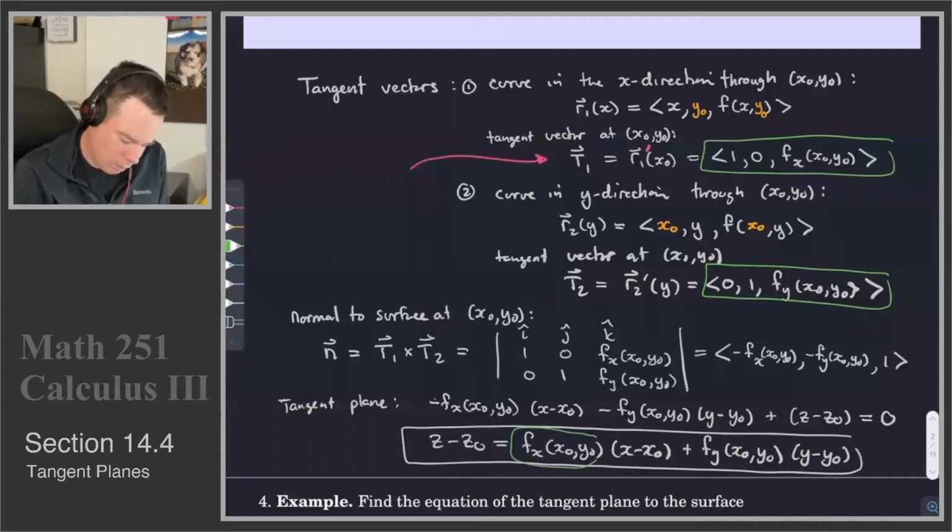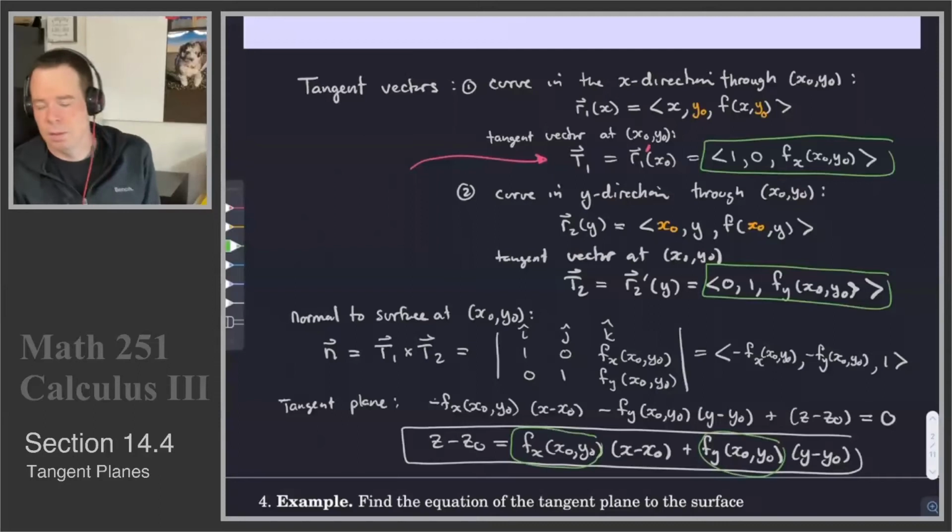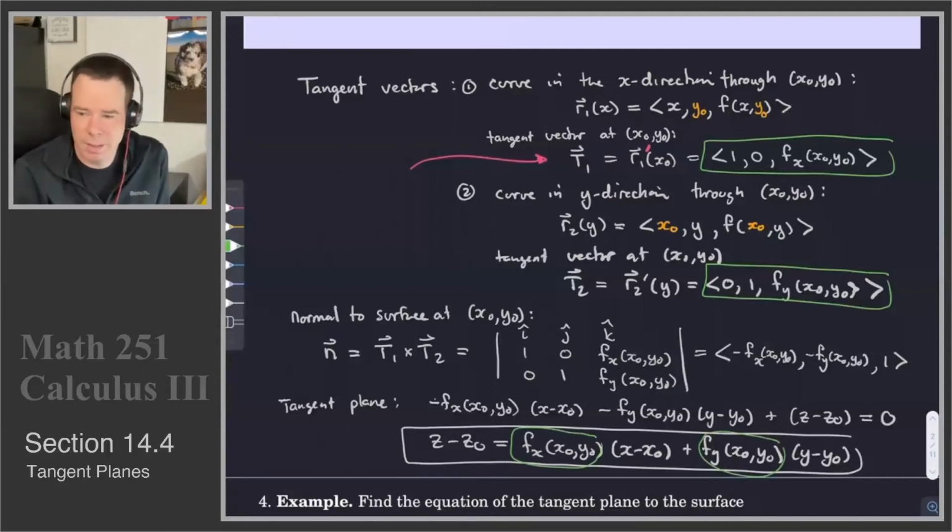And we've just figured out that those 2 values that are sitting in front of the x minus x naught and y minus y naught, those little a and little b's from way above, those should be the partial derivatives.